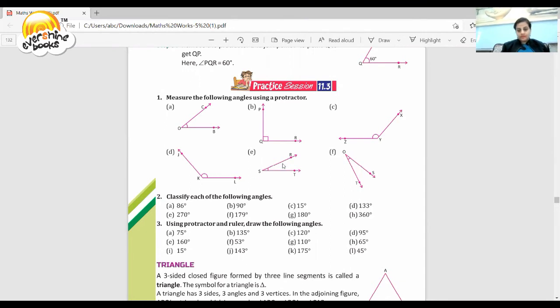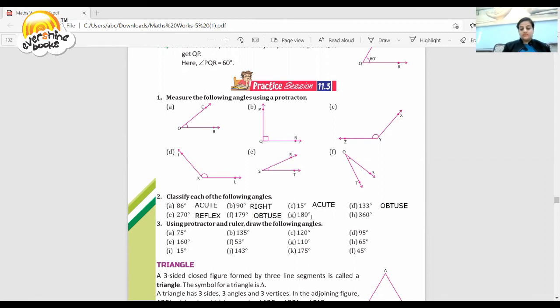So here, classify each of the following. 86 degrees is less than 90, so it is an acute angle. 90 degrees is a right angle. 15 degrees is acute. 130 degrees is less than 180 and more than 90, so it is obtuse. 270 degrees is more than 180 and less than 360, so it is reflex. 179 is less than 180 and more than 90 degrees, so it is obtuse.